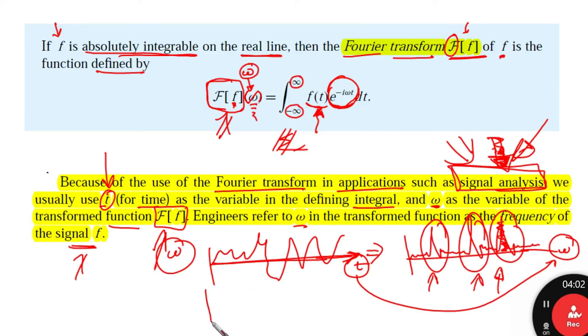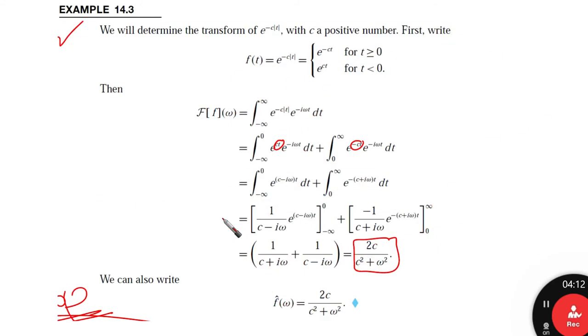The frequency is how many cycles in 1 second there are in a complete cycle, for example. Now let's jump into an example, because I'm going to touch on the topic, not dig deeper into it. We will determine the transform of this function, which is e raised to the power minus c, the absolute value of t, with c a positive number.